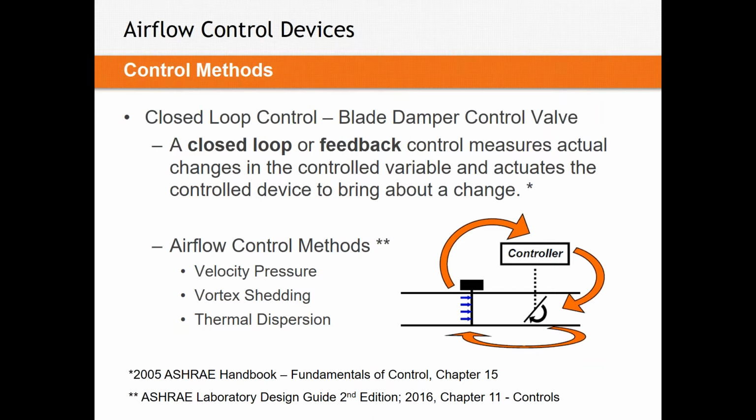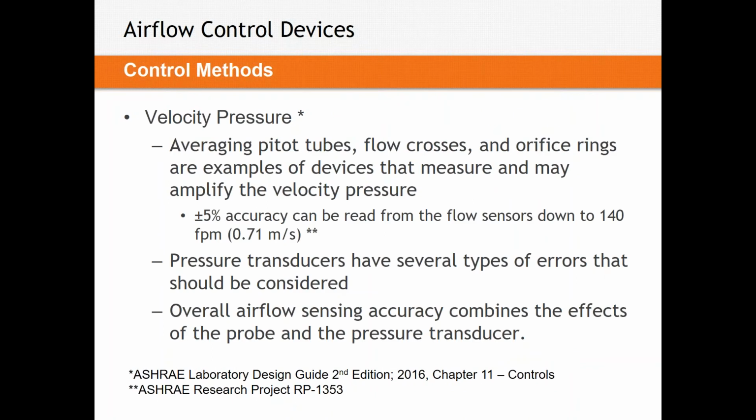So in any sort of closed loop valve, there will always be feedback of airflow measurement. Typically in the industry, that airflow measurement is done by either measuring velocity pressure, by using vortex shedding, or by using thermal dispersion. All are very, very common. I would say measuring velocity pressure would be the most common method. Measuring velocity pressure, like I mentioned, can be done in a whole host of ways, whether it's pitot tubes, flow crosses, static ports in the airstream, or orifice rings. All of these are ways to measure or amplify that velocity pressure.